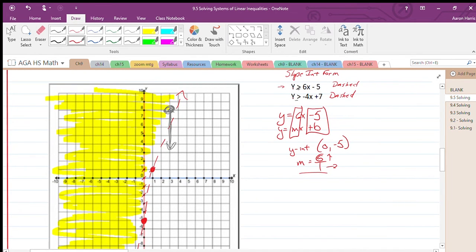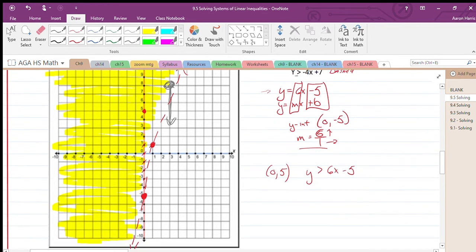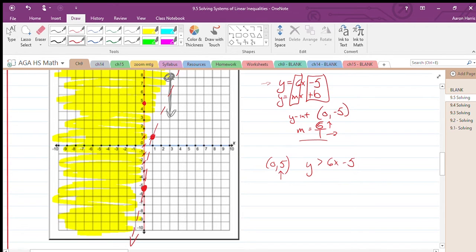Let's look at this one right here. What is that coordinate pair? That coordinate pair that I picked is 0, 5, correct? Let's plug that in to our equation, because it's an inequality. So y is greater than 6x minus 5. What's y equal to? 5. What's x equal to? 0. And there we go. Simplify it. This says 5 is greater than negative 5. Is that true? Yes.